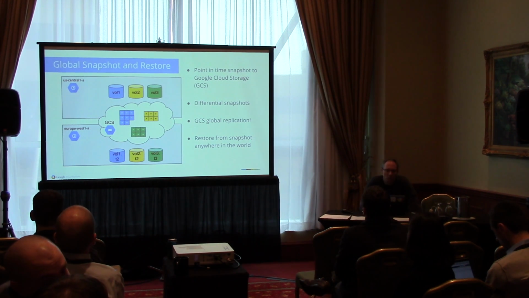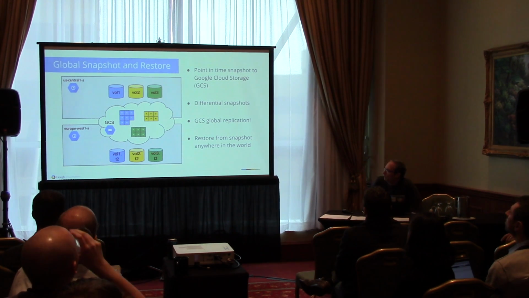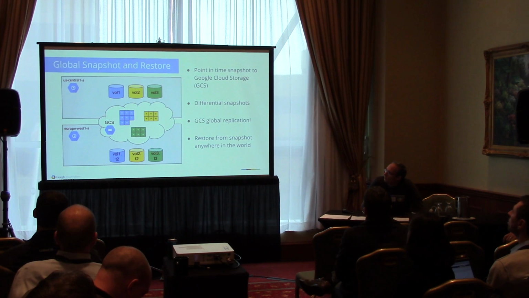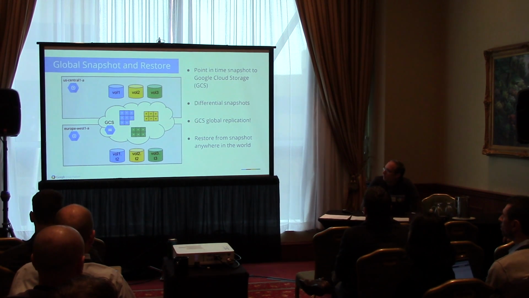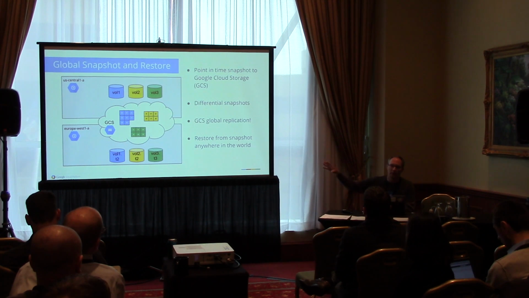So the global snapshot and restore. This is also a great way of moving your data around. You see over here in the top box, this is our US Central 1 zone, and I've got an instance with some disks there. When I create a snapshot, that snapshot is stored in Google Cloud Storage. And because Google Cloud Storage replicates globally, I can drop down into our Europe zone and create a persistent disk based off of that snapshot. So I've effectively mirrored my data from one region of the world to another. Then I can spin up an instance using that persistent disk. It's a great way to replicate your data and move it around if you need to service something in a completely different region.